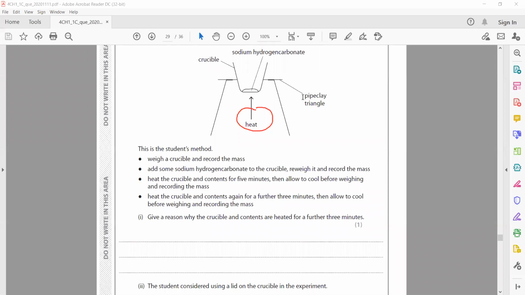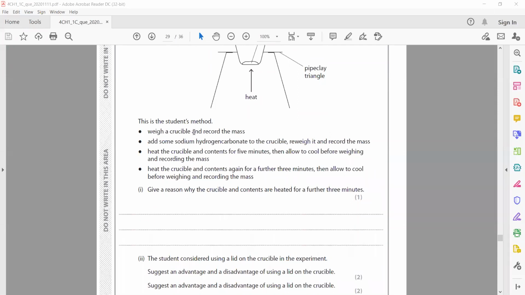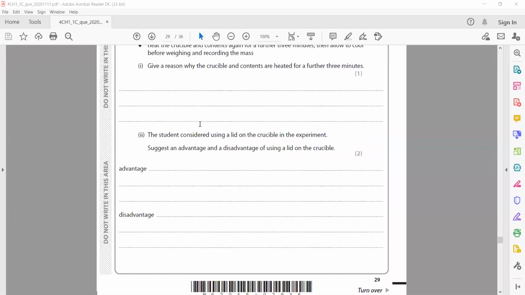What is the reason why we continue heating? We always try to heat until constant mass to make sure that all of the sodium hydrogen carbonate has decomposed. Because when the mass is constant and we heat it again, cool down and reweigh, the mass does not change, so we know that all of the sodium hydrogen carbonate has decomposed.